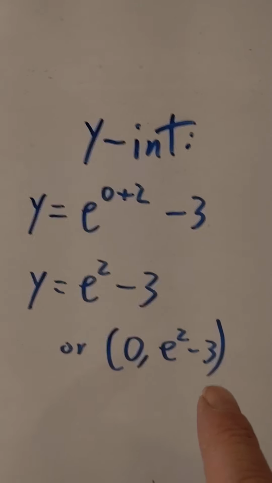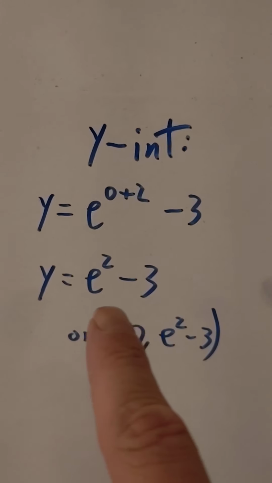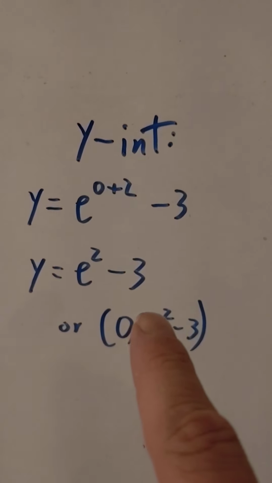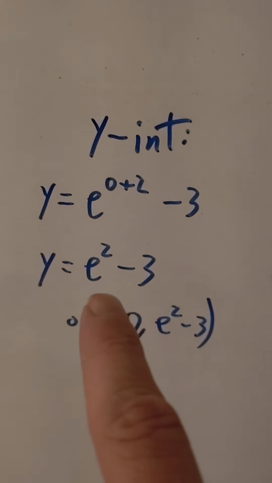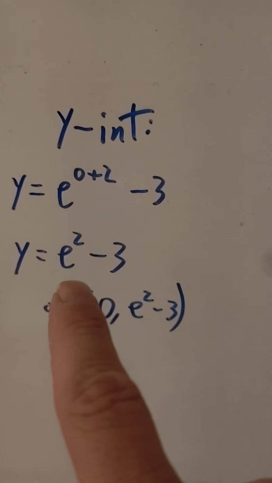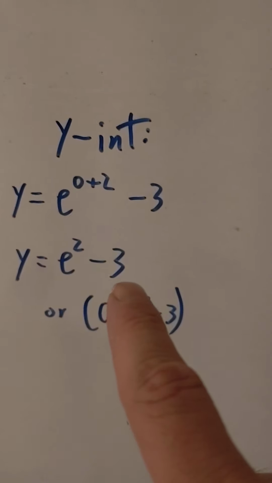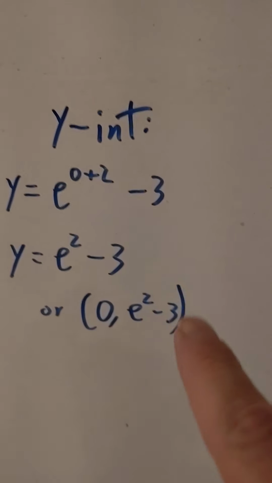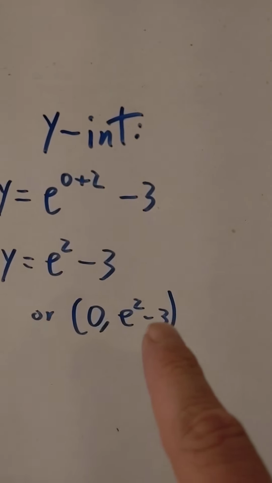Or you can write it as an ordered pair. I know that looks like a funny answer, e squared minus 3, but that's an exact answer. You could use your calculator and type in e and square it. Remember, e is roughly 2.718, so it's around 4.4, but this is the exact answer.